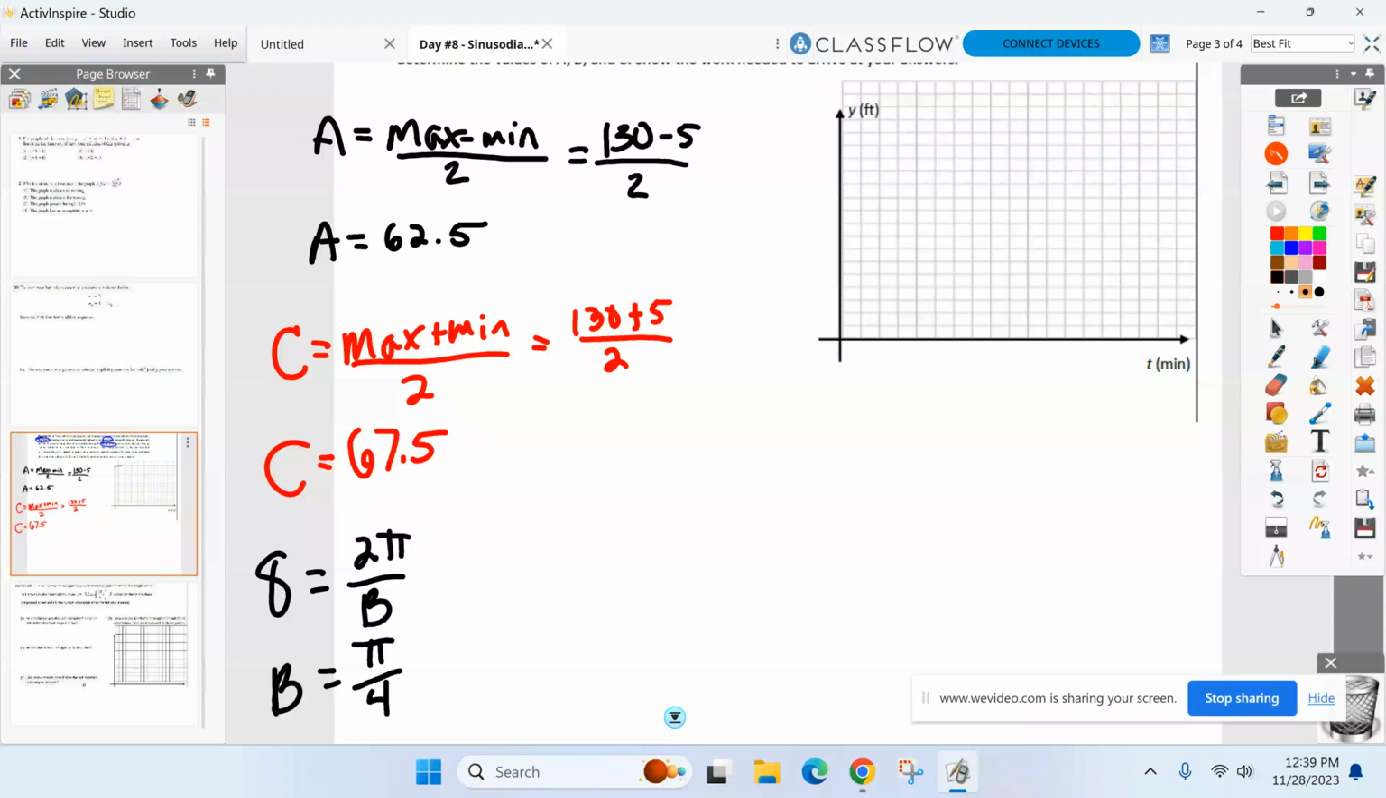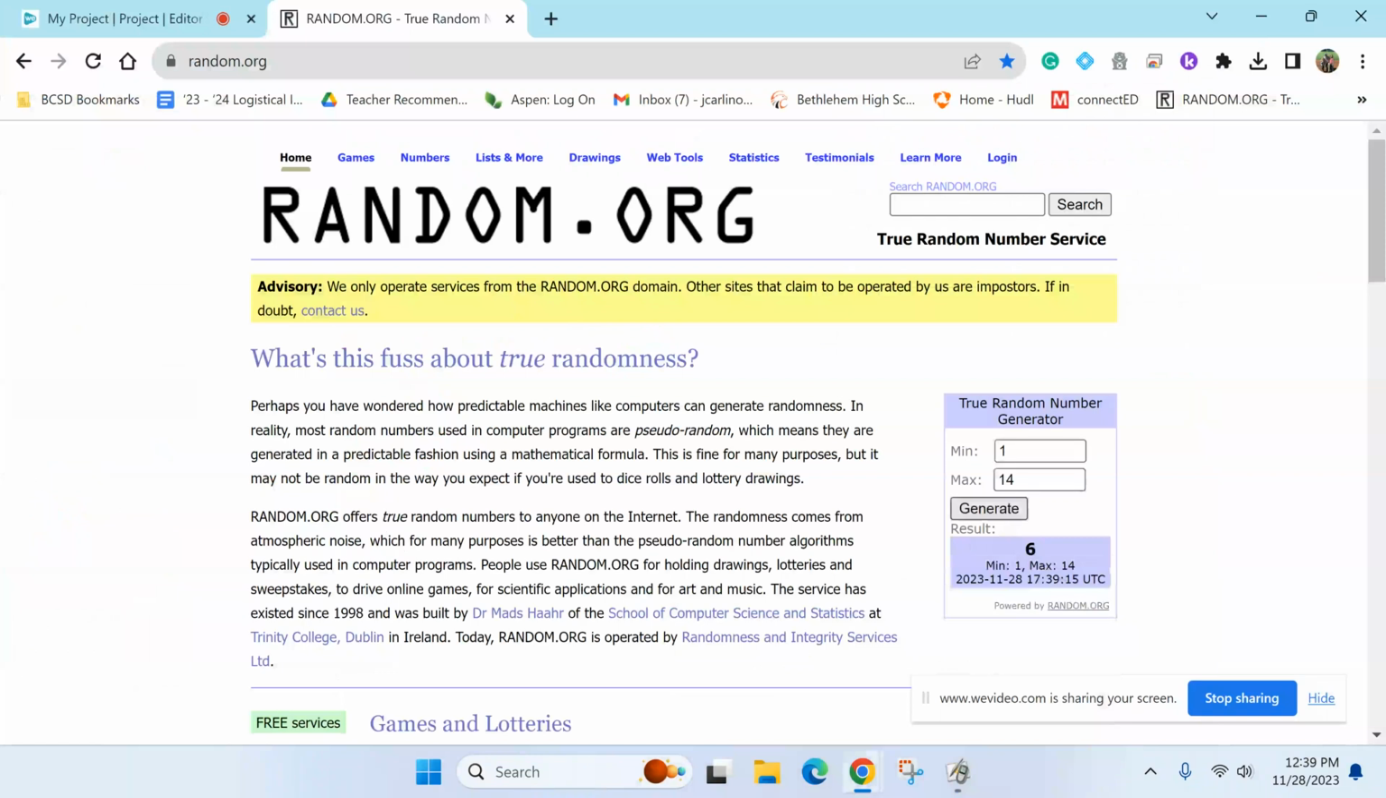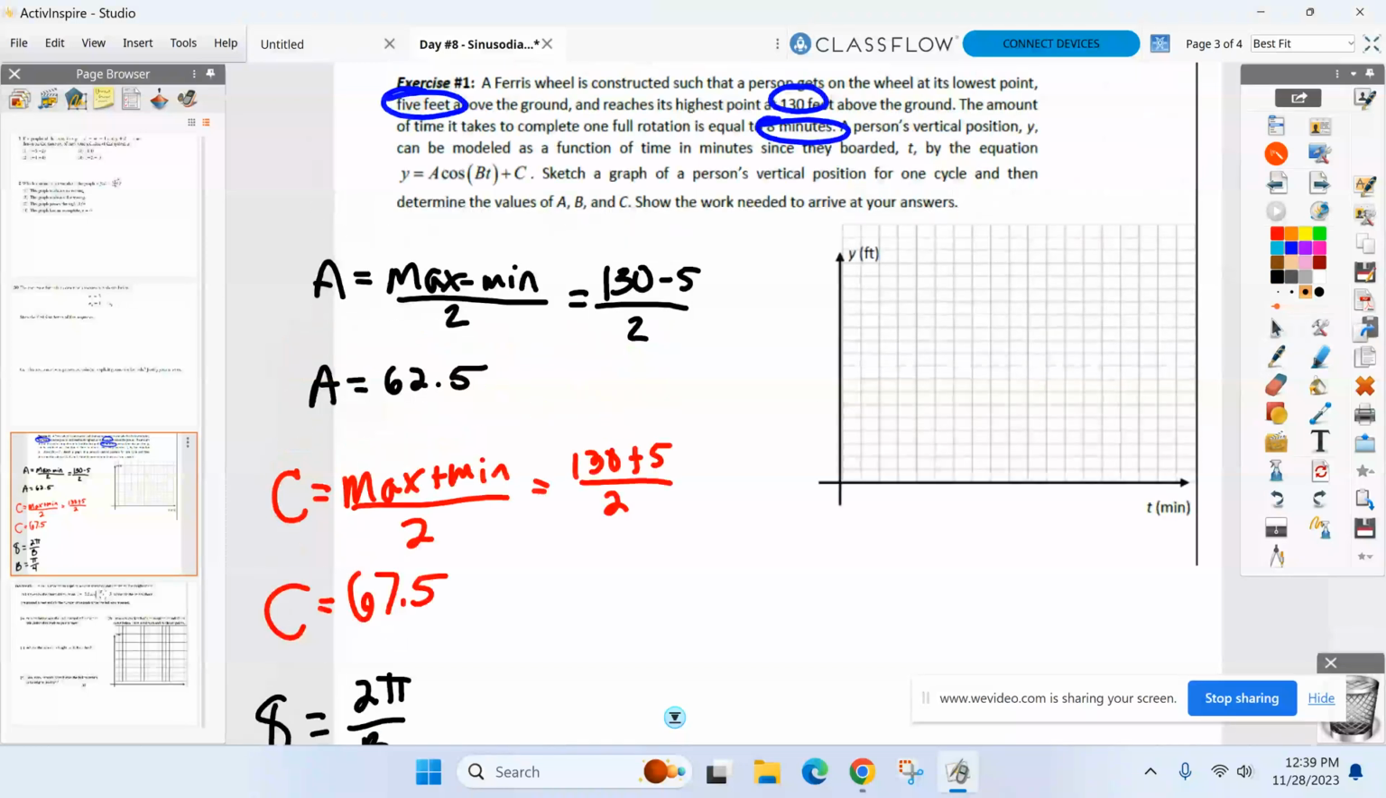It didn't ask me to write the equation, so I'm not going to. You ready to graph? Y-axis first. What 3 values have to go on your Y-axis? Ethan, what 3 values? Max, min, and shift, the C value, midline, whatever you want to call it. So up on your Y-axis you should have 5, 130, and we just found the shift was 67.5.